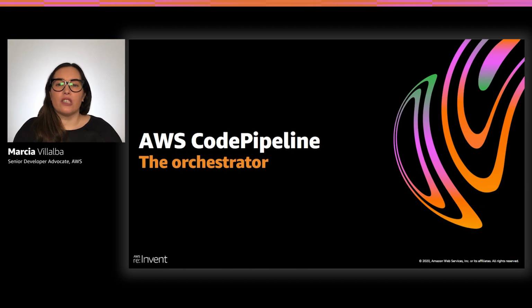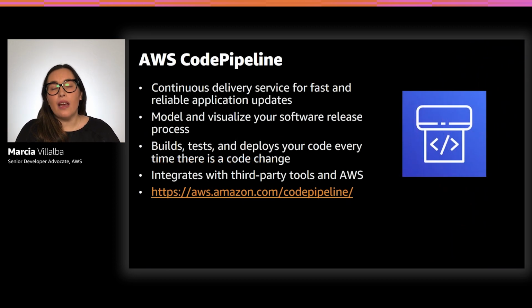CodePipeline is the orchestrator, the tool that will guide our development process into other stages. It will take us from source to build to test to production. It's a service that will help us to visualize the deployment, and it also helps us to model the deployment using different stages and actions inside the different stages. It not only works with AWS products, it also works with third-party services.